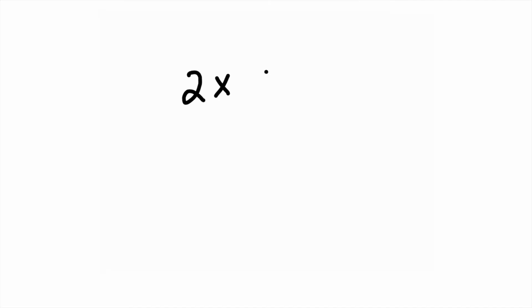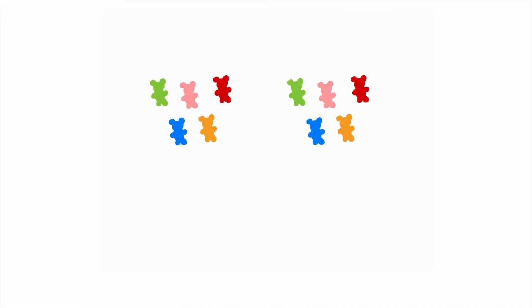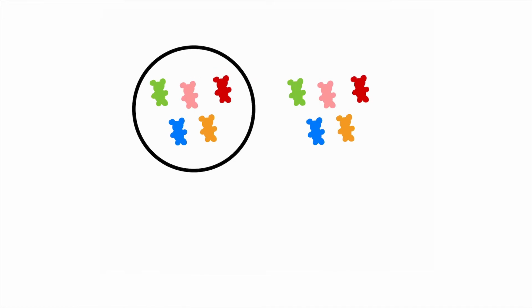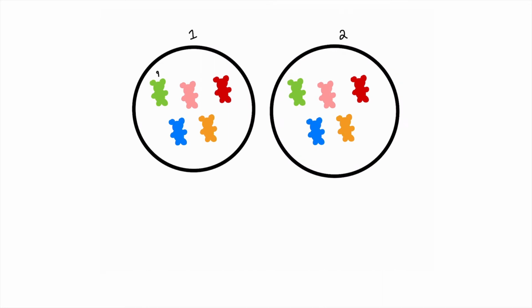2 times 5 is equal to 10. But what does it really mean? Here I have two groups of gummy bears. Each group has 5 gummy bears. How many gummy bears do I have? In this example, the 2 represents our two groups, and we have 5 gummy bears in each group. So, if we multiply them together, we get 10 gummy bears in total.